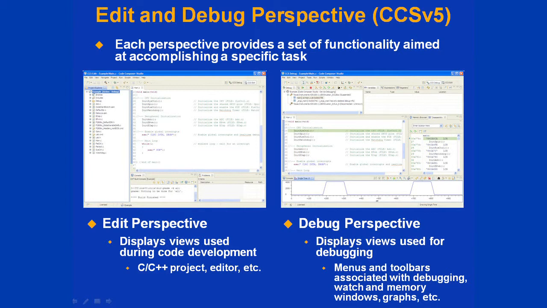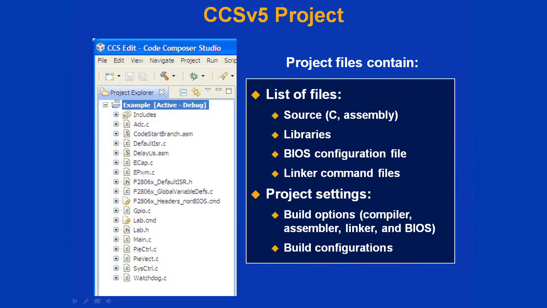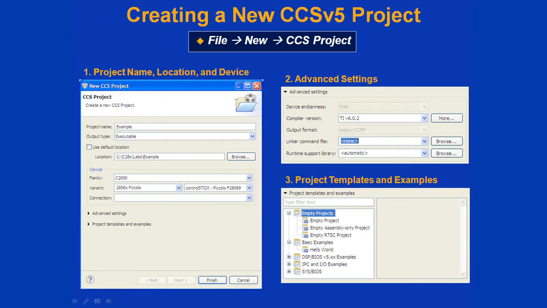In the edit perspective, views used during code development are displayed, and in the debug perspective, views used during debug are displayed. A project contains files such as C and assembly source files, libraries, BIOS configuration files, and linker command files. It also contains settings such as build options, which include the compiler, assembler, linker, and BIOS, as well as build configurations.